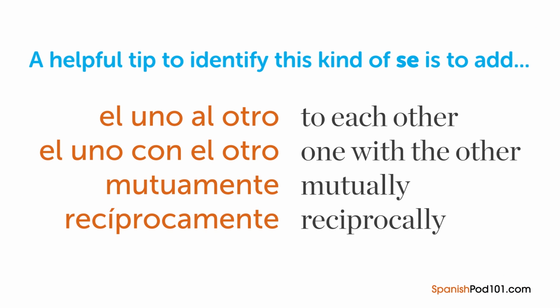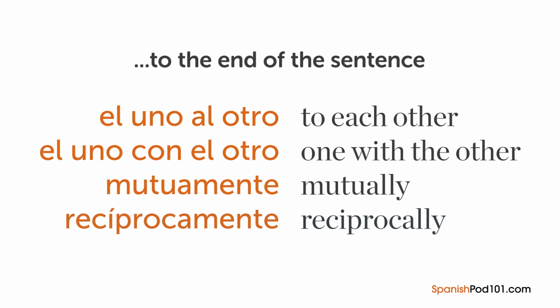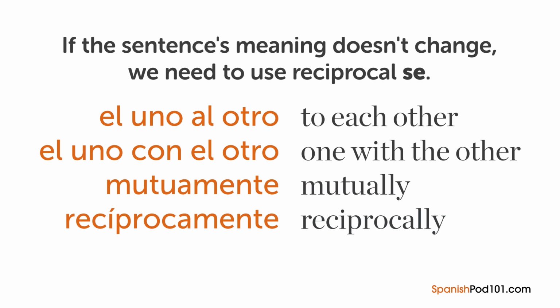A helpful tip to identify this kind of se is to add el uno al otro, meaning to each other, el uno con el otro, literally meaning one with the other, mutuamente, meaning mutually, or reciprocamente, meaning reciprocally, to the end of the sentence. If the sentence's meaning doesn't change, we need to use reciprocal se.